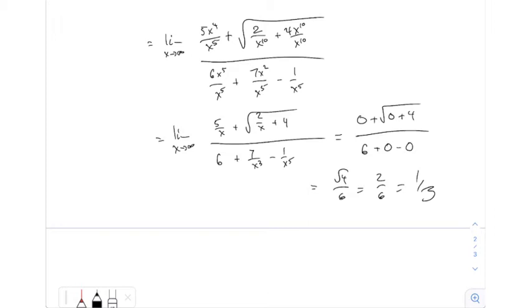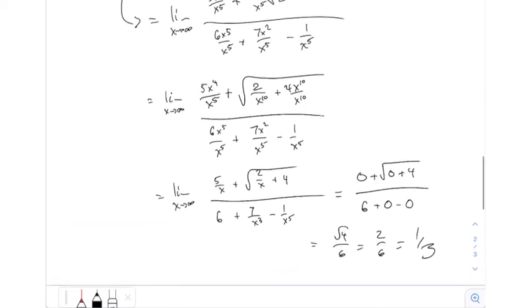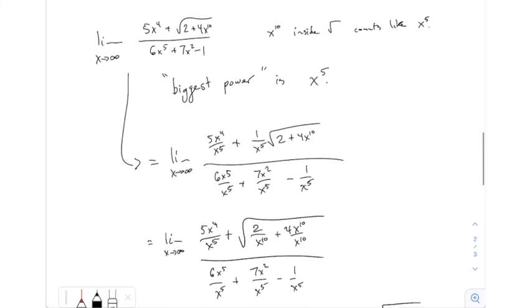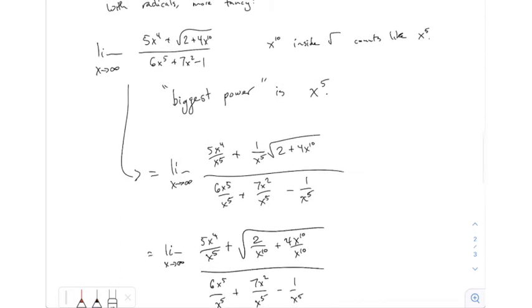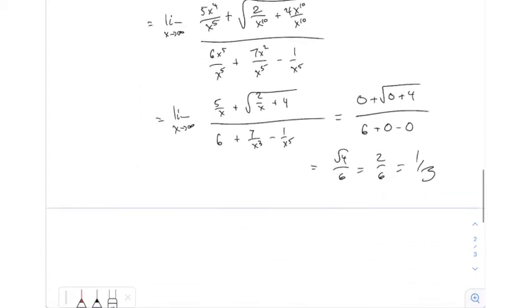All right. That's how we do a slightly more complicated one. If it has a radical in it, when you're finding the biggest power, you have to modify your expectations or your judgment about what the biggest power is. All right. Any thoughts about that one? All right. That was a little weird. Actually, it's ever so slightly weirder than that.